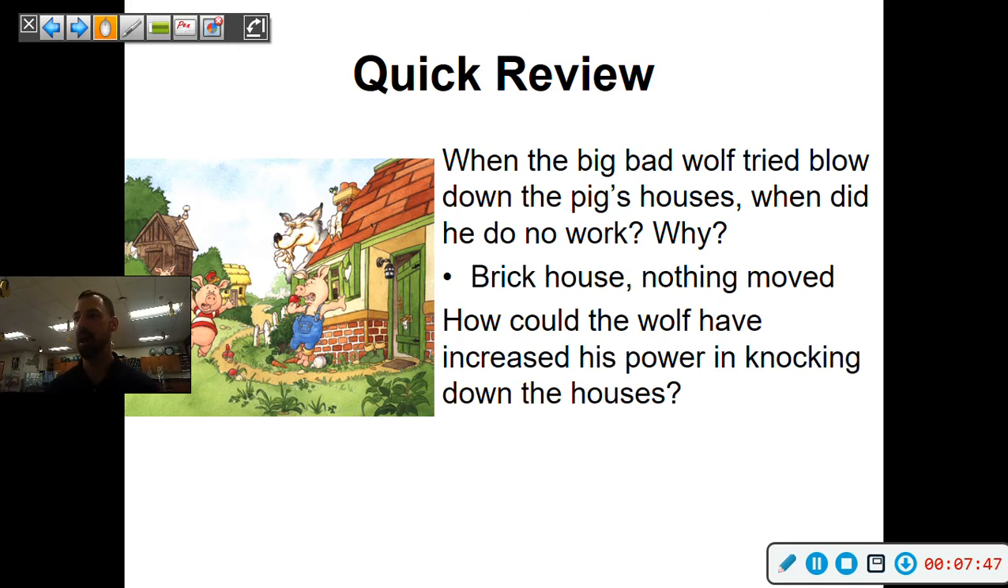Okay, how could the wolf increase the power of knocking down the houses? Well, he could blow faster if he could. If he could blow a hurricane force wind, maybe he could take down the brick house. However, maybe something that applies more force would be the answer. All right, but that's pretty much it.